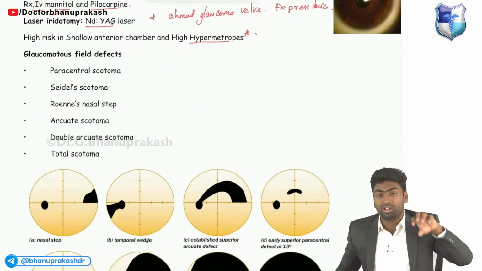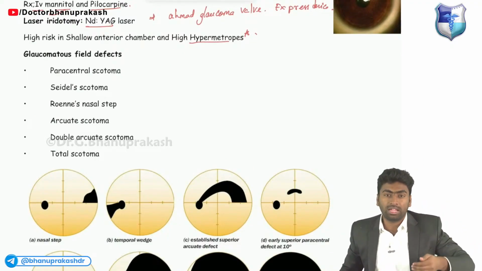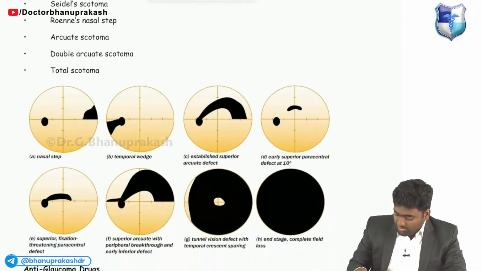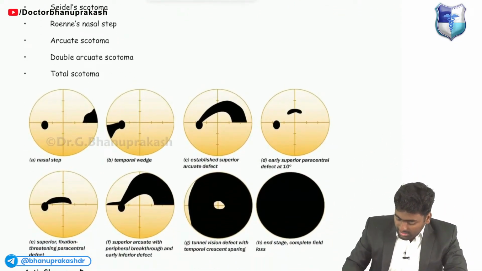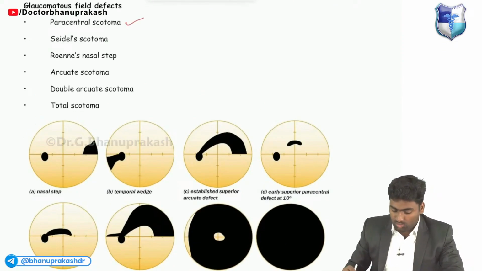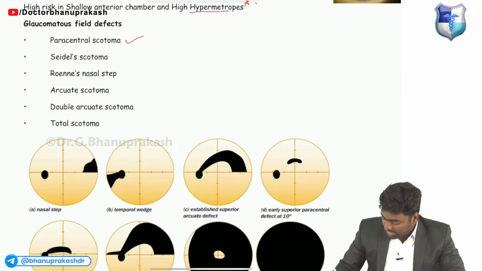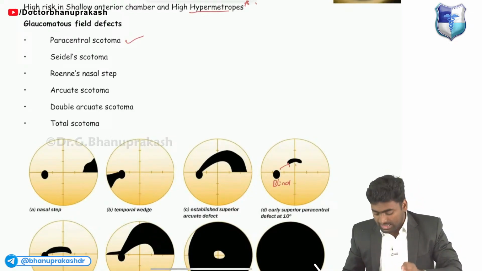Next, as I told you, there will be optic nerve involvement. Because of this optic nerve involvement, there will be visual field changes. What visual field changes will you see? The first one is known as paracentral scotoma. It is the blind spot, and it is around the center. It is known as paracentral scotoma.